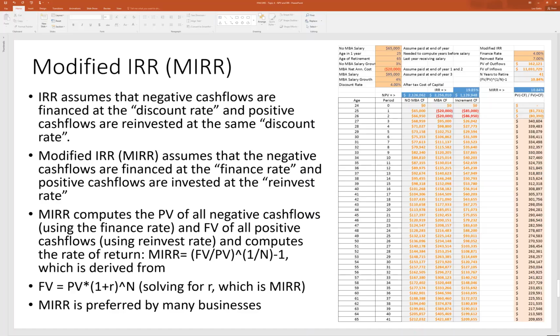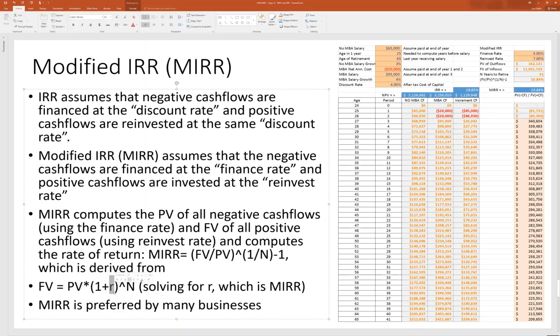And then what you do is you do this formula: the future value of all the positive cash flows divided by the present value of all the negative cash flows. In other words, the total value of my inflows at the final year over the present value of all my outflows, to the power of 1 divided by n. N is the number of years to the final cash flow, year 41 minus 1. That's the modified IRR. Now where this comes from, I can take this formula, rearrange it, and what you see is future value is equal to present value times 1 plus the rate of return to the n power. So IRR is really just solving for this r.